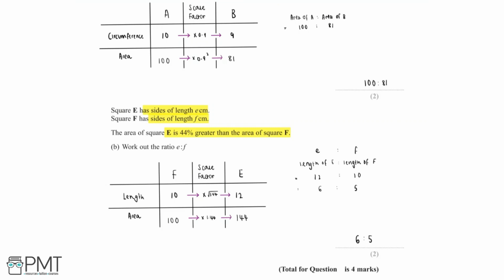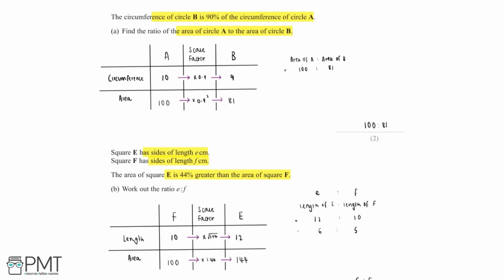Now this question is worth 4 marks. We get the first mark in part A for finding that the scale factor of the area would be 0.9 squared. And we get the second mark in part A for getting the correct ratio of 100 to 81.